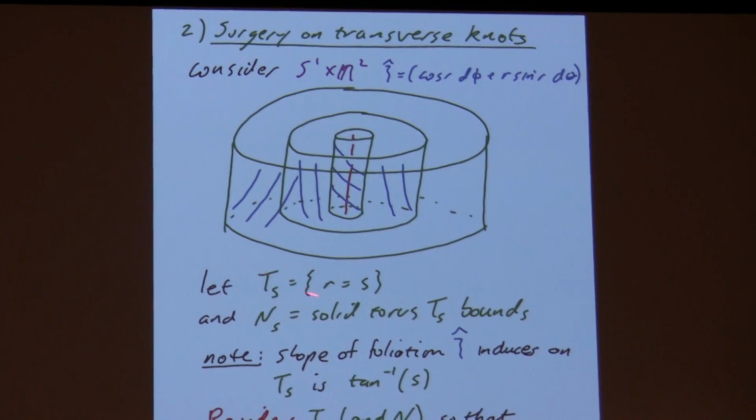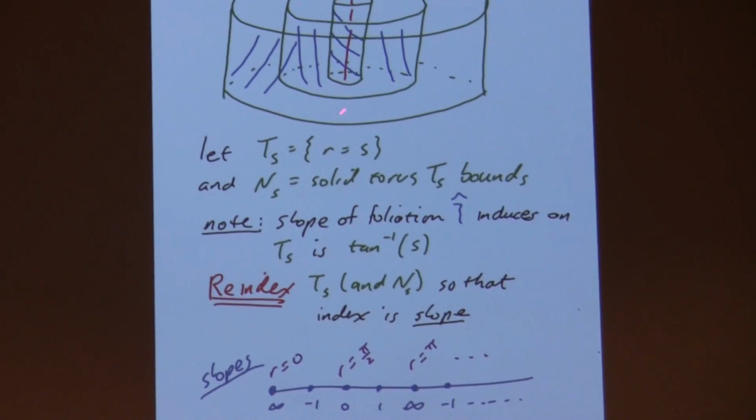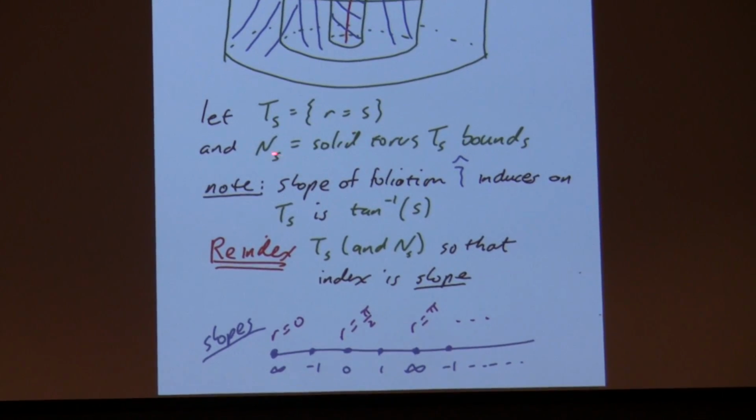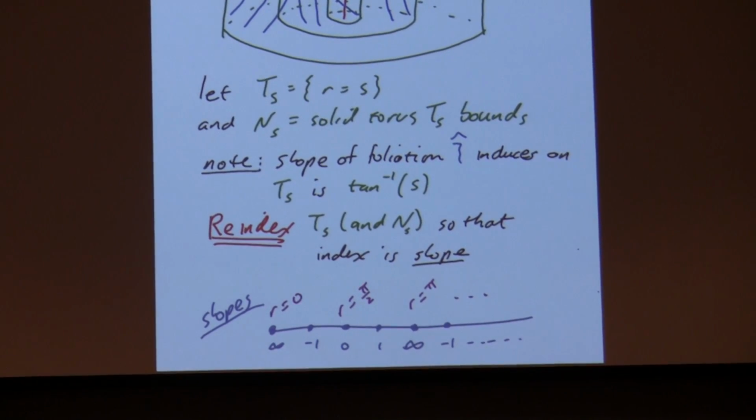I'm going to need to consider these tori, so I'm going to call them T sub s when the r coordinate equals s. And then N sub s is going to be the solid torus inside of here that T sub s bounds.